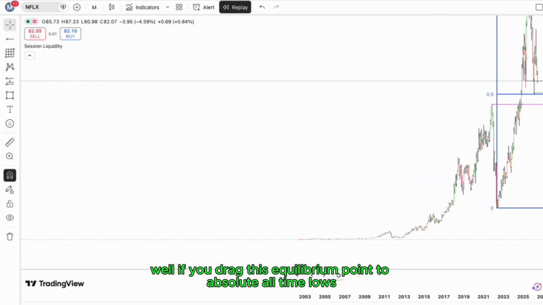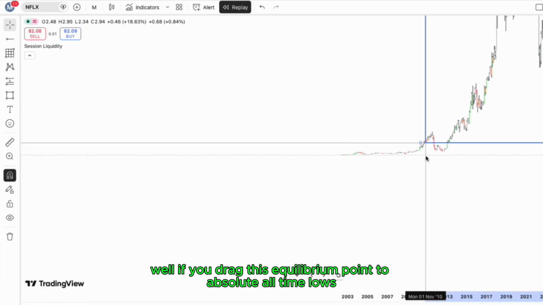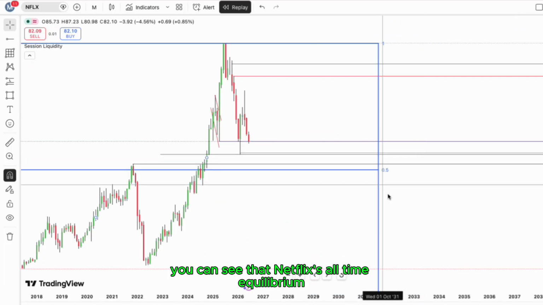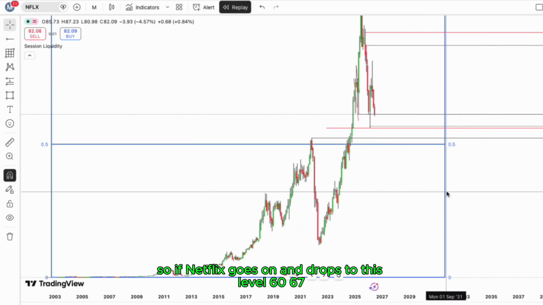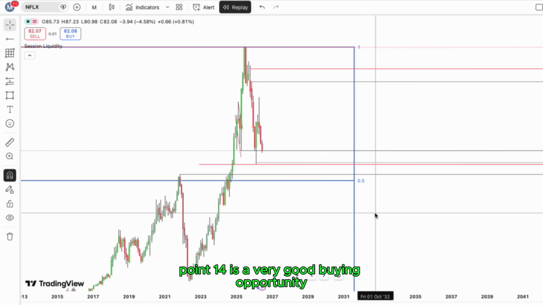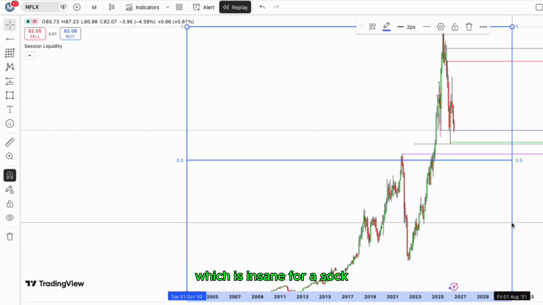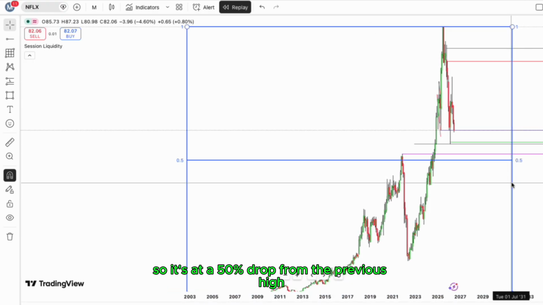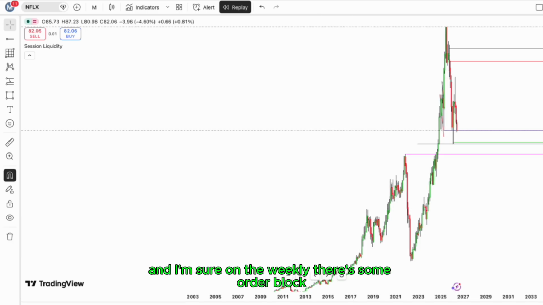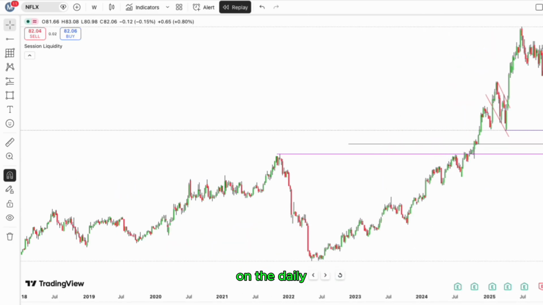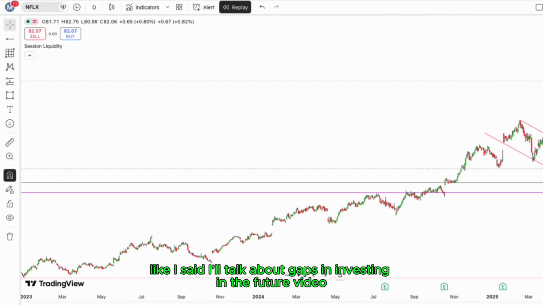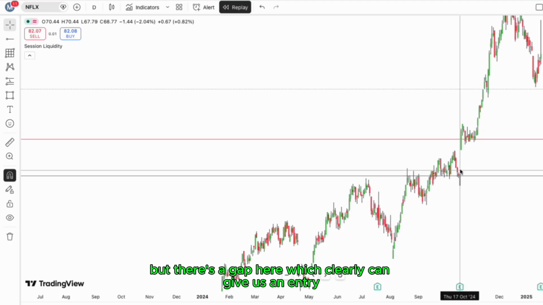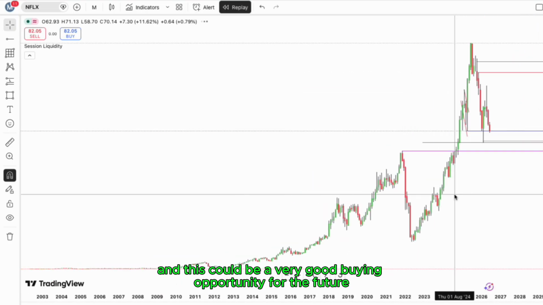And you might be thinking, why? Well, if you drag this equilibrium point to absolute all-time lows, you could see that Netflix's all-time equilibrium aligns really well with the previous all-time highs. So if Netflix goes on and drops to this level, 67.14, this is a very good buying opportunity because not only are we at all-time equilibrium, which is insane for a stock, so it's at a 50% drop from the previous high, we also met up with previous highs, and I'm sure on the weekly there's some order block, or on the daily, there's something we could do to take trades. Oh, a daily gap here, which again, like I said, I'll talk about gaps in investing in a future video. But there's a gap here, which clearly can give us an entry. And this could be a very good buying opportunity for the future.